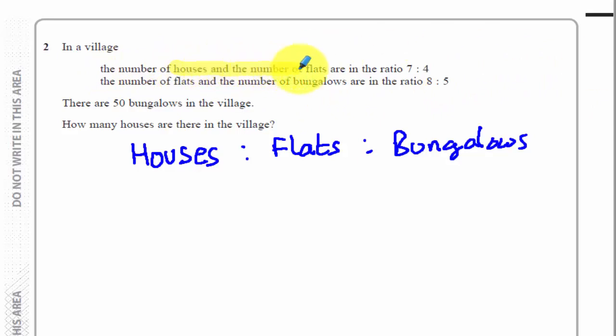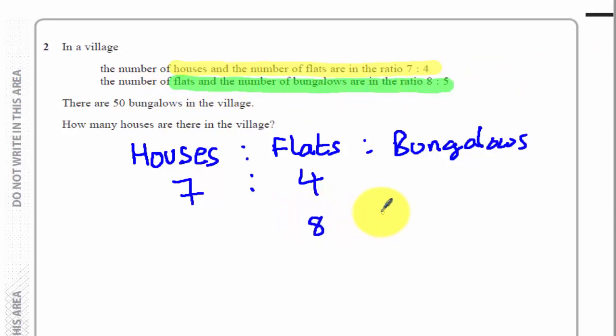If I start on this top line here, the number of houses and the number of flats are in the ratio 7:4. Okay, I can put that in, 7:4. Then if I look at the line underneath, the number of flats and the number of bungalows are in the ratio 8:5. So I can put that in as well, 8:5.